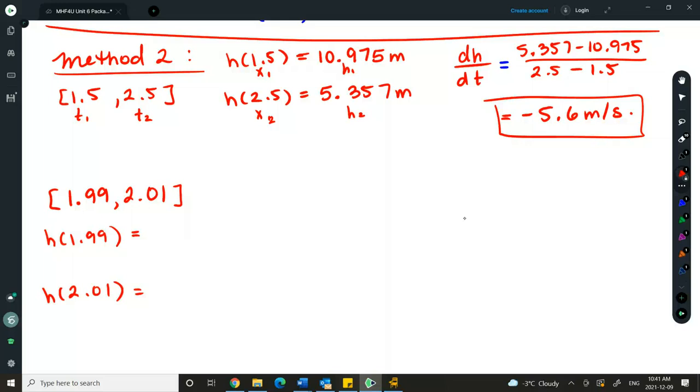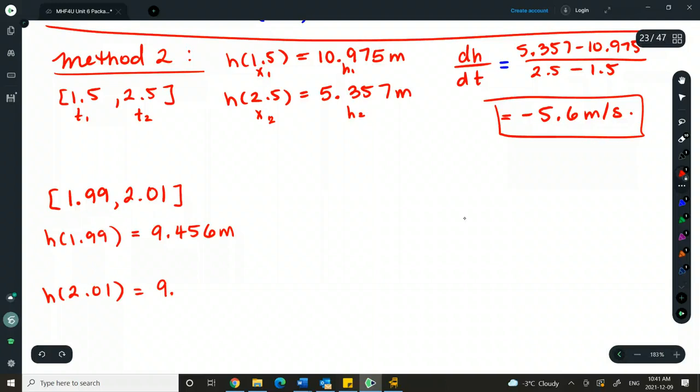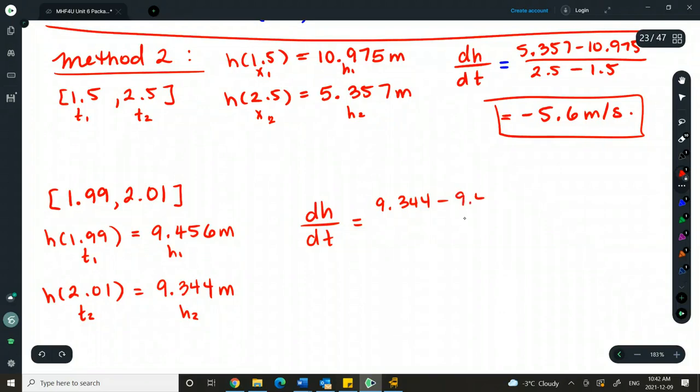Any answers for either of these yet? Keaton? H at 1.99 is 9.456. Okay. And 2.01. Ian? At 2.01, 9.344. Okay. Perfect. So this will be time 1 and height 1. This will be time 2 and height 2. And let's find the change in height over the change in time. We'll do 9.344 minus 9.456 over 2.01 minus 1.99.